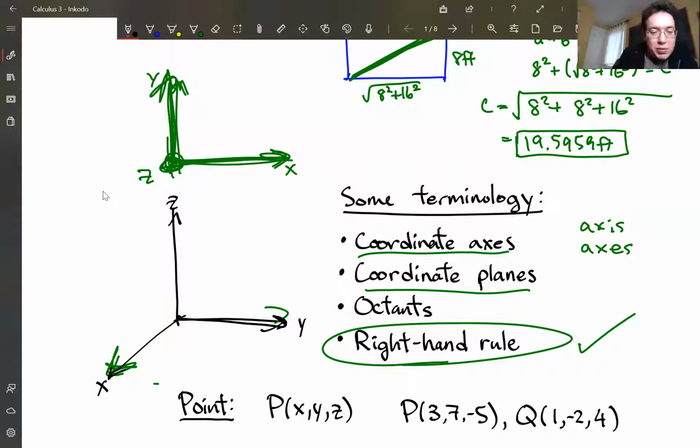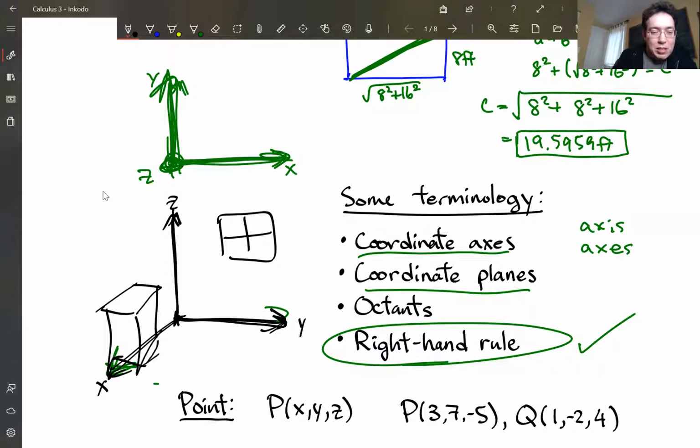If you imagine, if you're looking at this model, maybe this looks like a corner of a room. Maybe there's a window here. Maybe there's furniture here. I'm drawing things to make you imagine that this is a three-dimensional room. The coordinate planes are the floors and the walls in this picture.